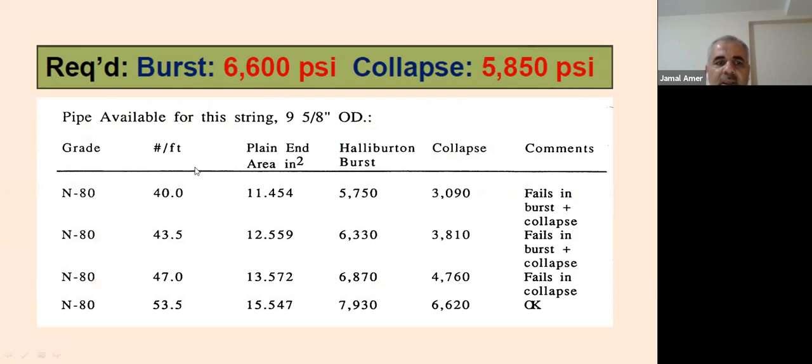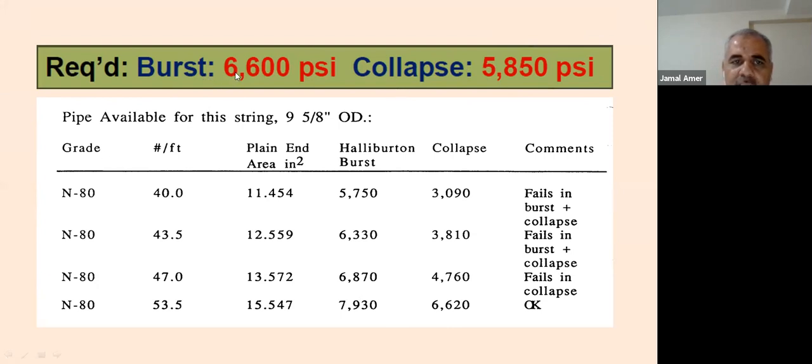They give us this table, which we call the API table, showing all grades for N80. We have weight. We have burst. We have collapse pressure. So we have to compare our results with this table, and we have to select the one which is able to withstand these two values. Okay, like that we do here. We do it quickly.